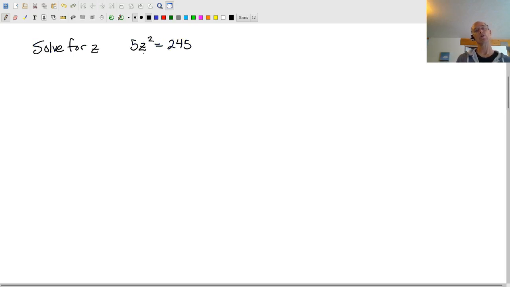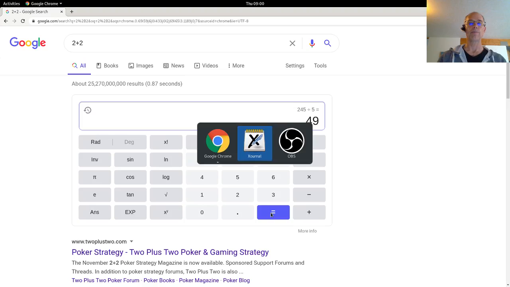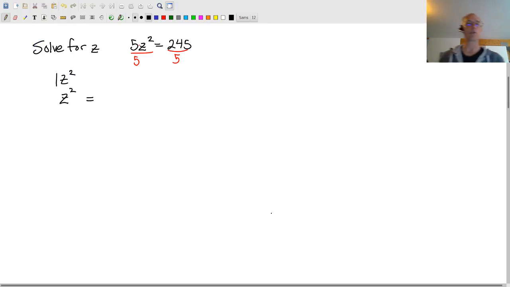Since there's only a z squared here, we're going to isolate it because it's the only z around. So to do so, we need to break that multiplication by dividing. 5 divided by 5 is 1. 1 times z squared is z squared. On the other side, I have to take 5 into 245, which you could do with long division or in a calculator. My calculator, 245 divided by 5 is 49. So now I know the right side is 49.